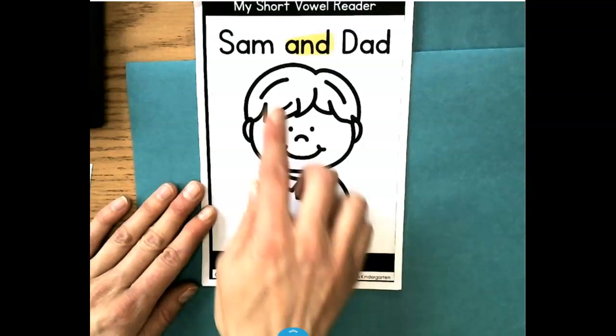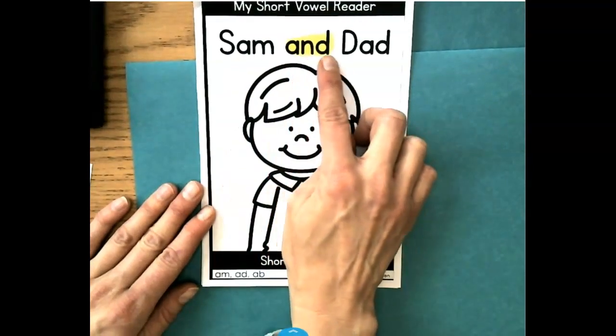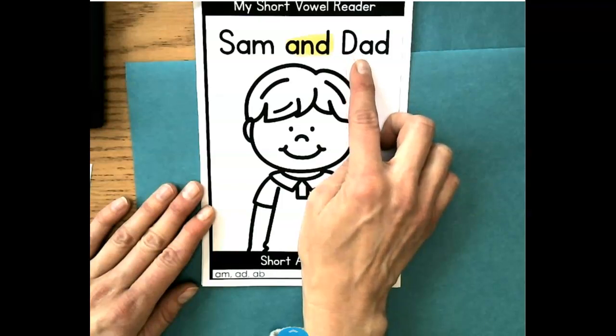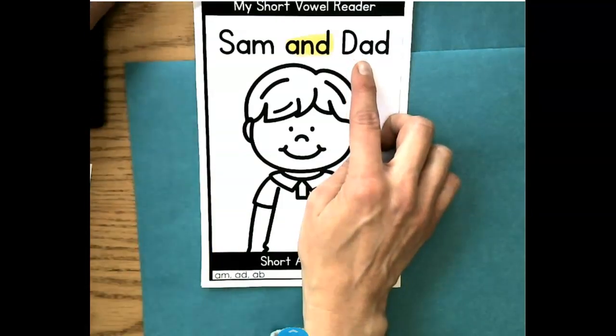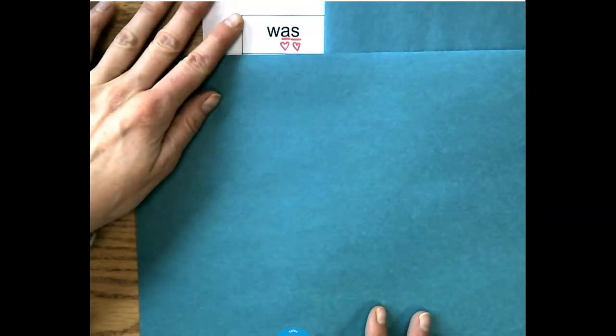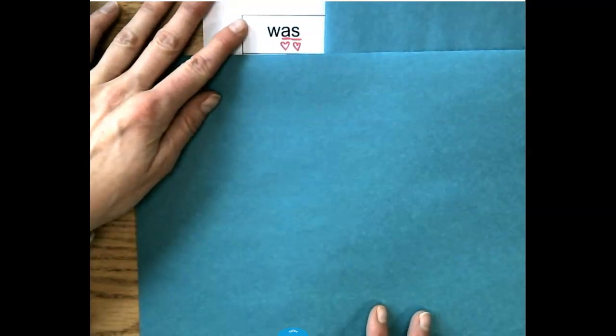This is part 2 of Sam and Dad. Make sure that you've already done part 1 of this story. First thing we're going to begin with is some sight word review. We're going to play Beat the Teacher. See if you remember these sight words from part 1 of the story. Say the sight word before I do.